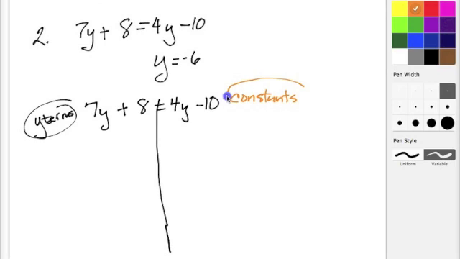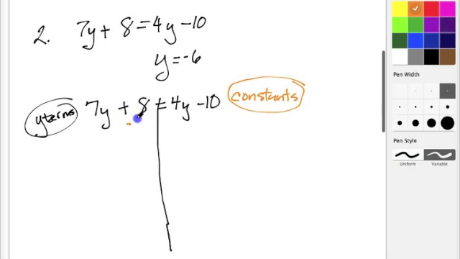Does it have to be like this? No. If you choose to switch them, that's okay. It can still work out fine. So I know that I only want y terms here, so this value of 8 has to go. How do I get rid of that 8? I've got to subtract 8 from both sides.